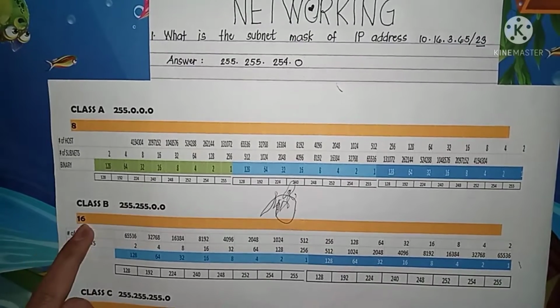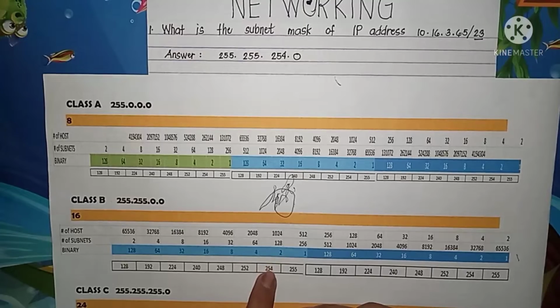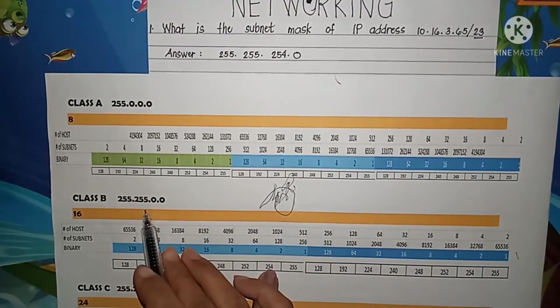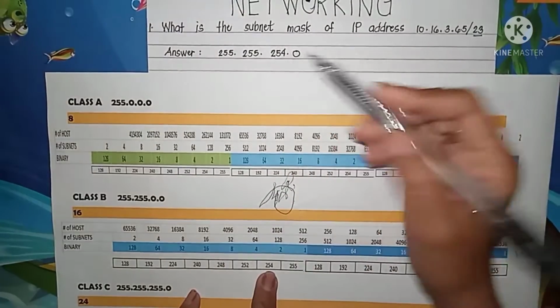Let's start counting now. 16, 17, 18, 19, 20, 21, 22, 23. So the correct answer is 255.255. Then the subnet mask is 254.0.